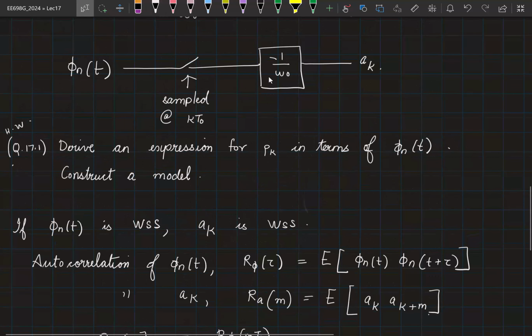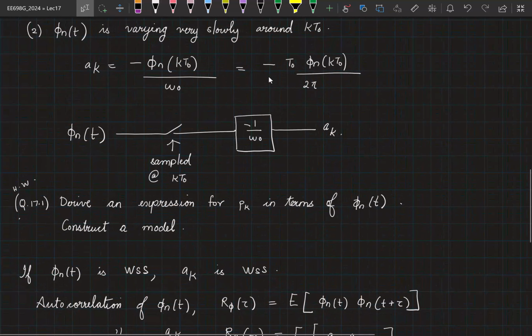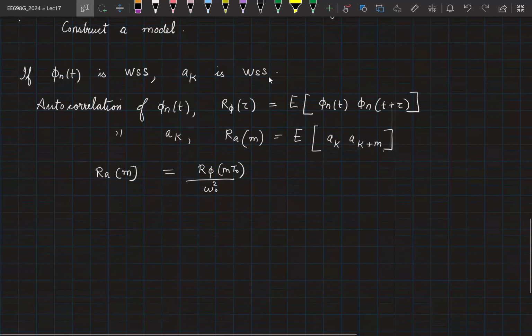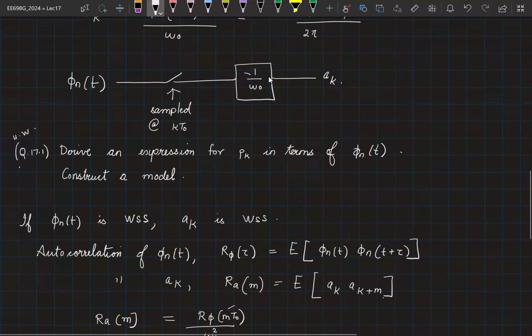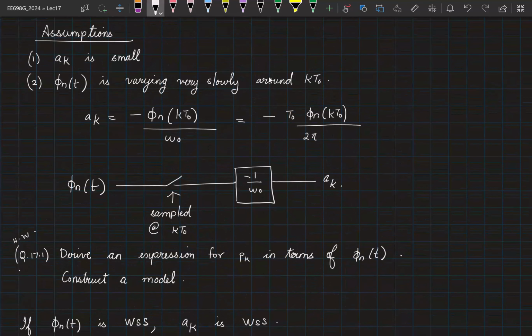So you have the relationship between phi n and AK. So if you shift AK by some sequence, multiply and then take the expectation, you get RA of M. Right? That has to be related with the R phi of tau also as a sampled and scaled version. So this is the sampling, the scaling is now with 1 by omega naught square, because you will have 2 omega naughts from here.